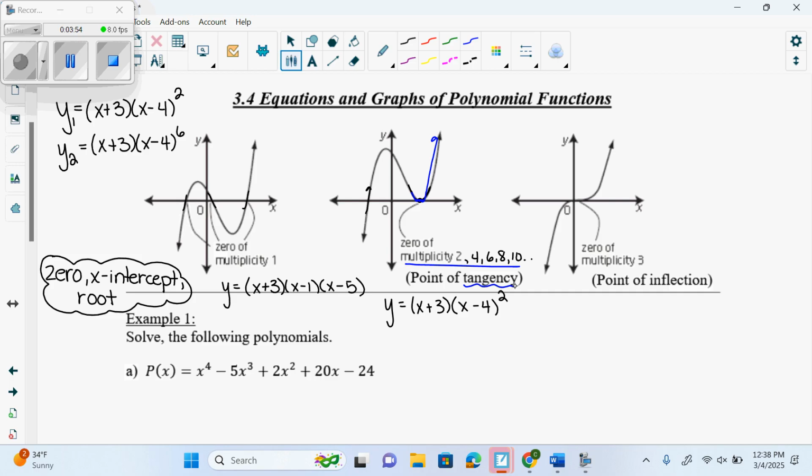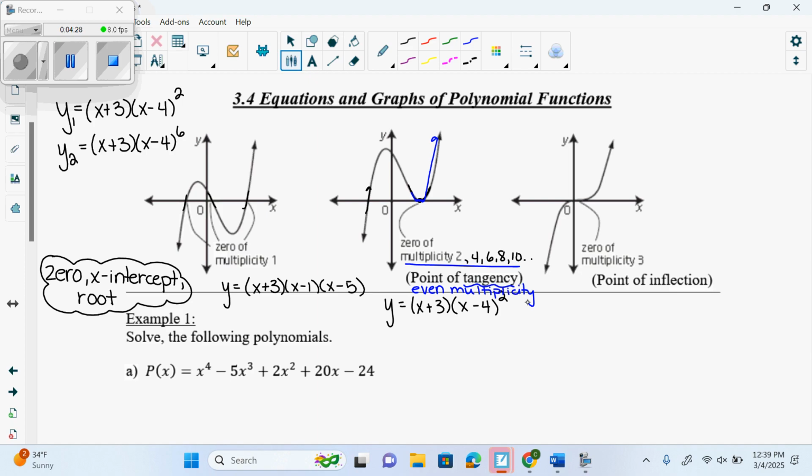So I would highlight this: point of tangency, even multiplicity, because everyone forgets this. Now where the multiplicity 2 comes in is when you state the x-intercept. You'll say this one has an x-intercept at x equals -3, and then x equals 4 multiplicity 2. That's how you describe it when it's an x-intercept, not a factor. When it's a factor, you describe multiplicity 2 by squaring it.